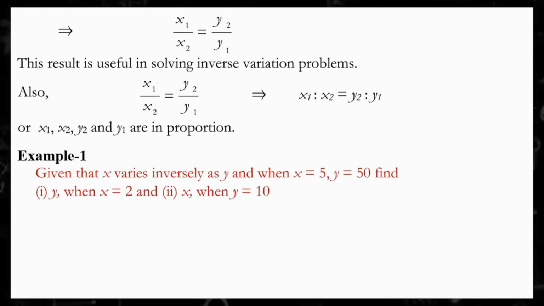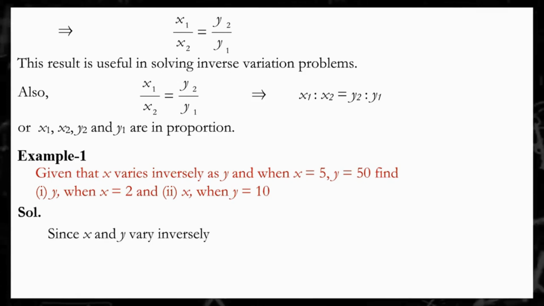Example 1. Given that x varies inversely as y, and when x is equal to 5, y is equal to 50. Find 1. y when x is equal to 2, and 2. x when y is equal to 10.